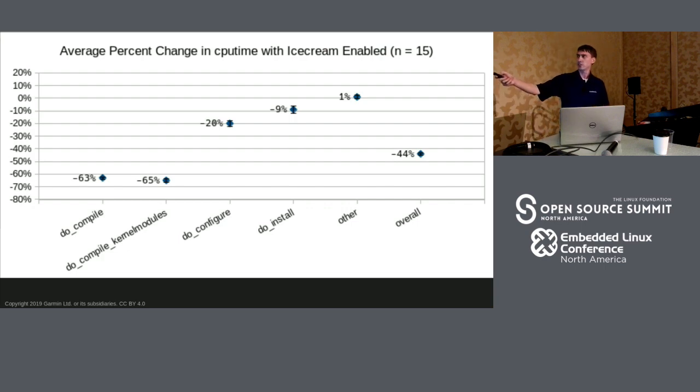All other tasks in the system had a very minor 1% increase in total CPU time, which is actually good because it matches the expectation that tasks not directly accelerated by Icecream should have no change since Icecream isn't helping them. It's actually a good indication that we have correctly partitioned our results. Overall, there was a 44% reduction in CPU time.